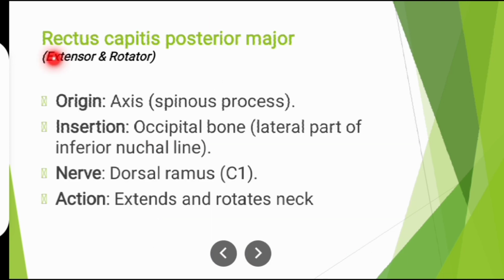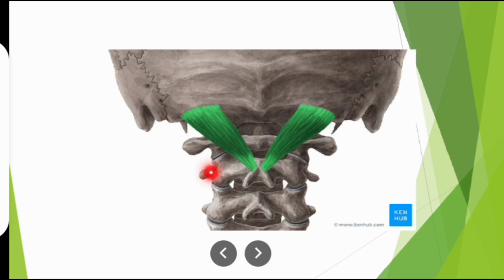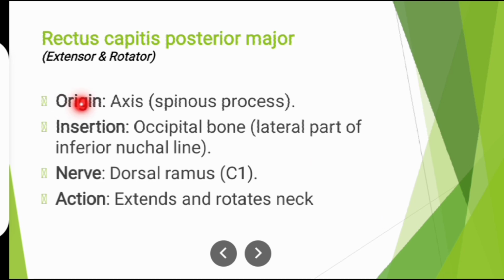The next muscle is rectus capitis posterior major muscle. The muscle in green is rectus capitis posterior major muscle. Its origin axis spinous process. Insertion occipital bone, lateral part of inferior nuchal line. Nerve supply dorsal ramus. Action involving neck extension and neck rotation.